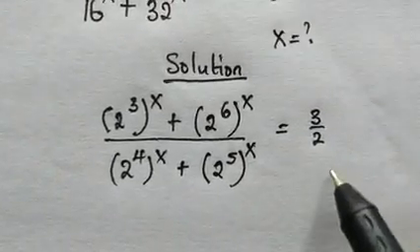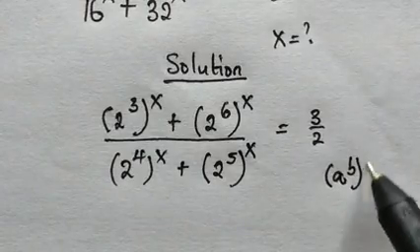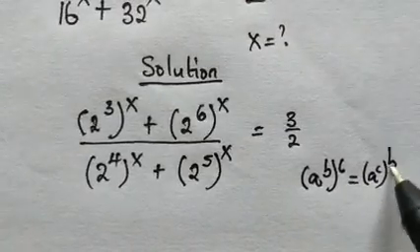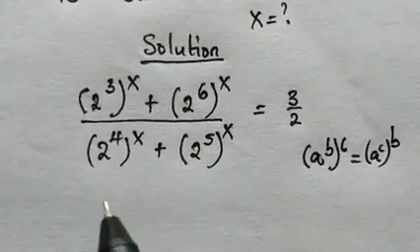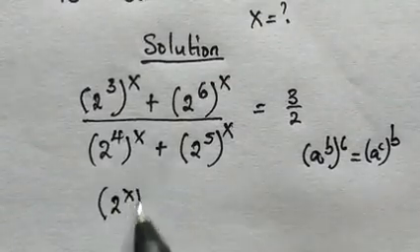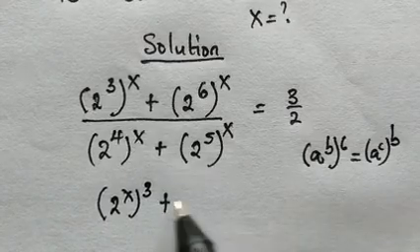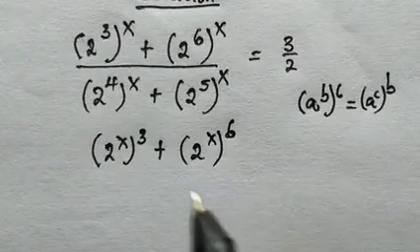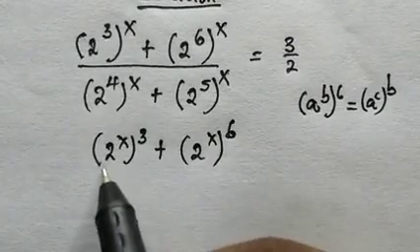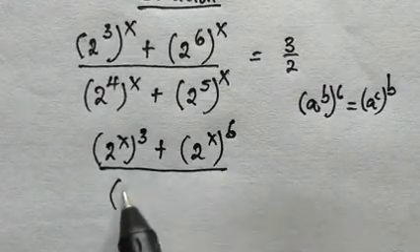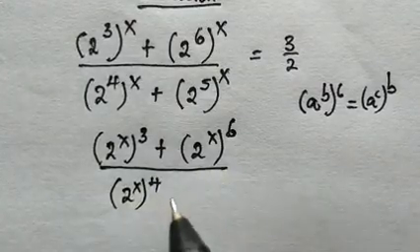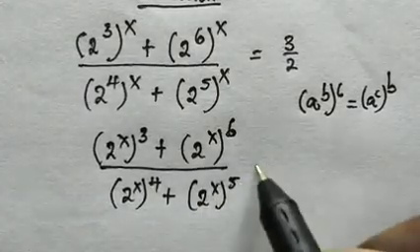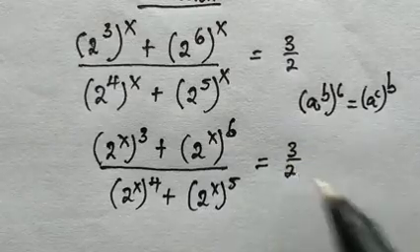Then let us make use of this property. We know that a to the power of b to the power of c is same as a to the power of c, then to the power of b. Then this can be rewritten as 2 to the power of x cubed plus 2 to the power of x to the power of 6, then divided by 2 to the power of x to the power of 4 plus 2 to the power of x to the power of 5, and then this is equal to 3 over 2.